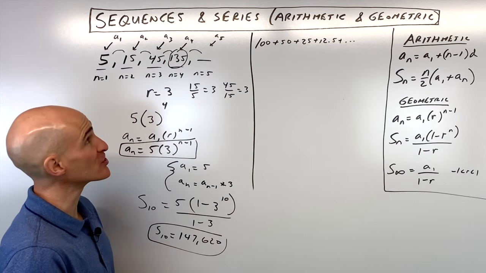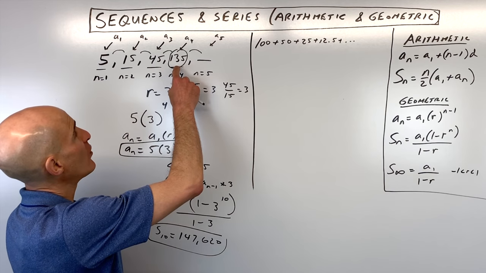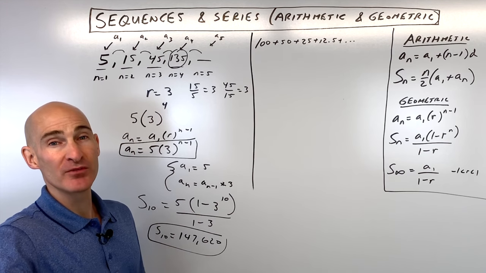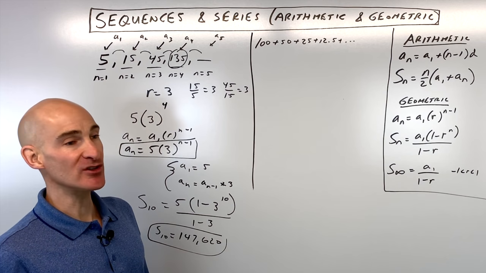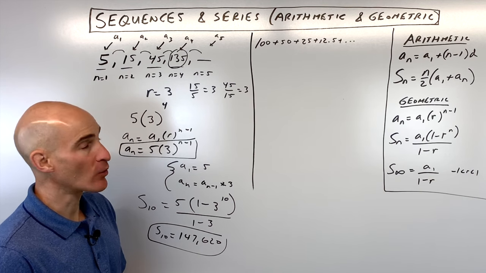Now, notice how this is such a large number. It's because every time you multiply by 3, you're tripling, tripling, tripling. It's growing exponentially. So that's why we're getting quite a large number quite quickly.